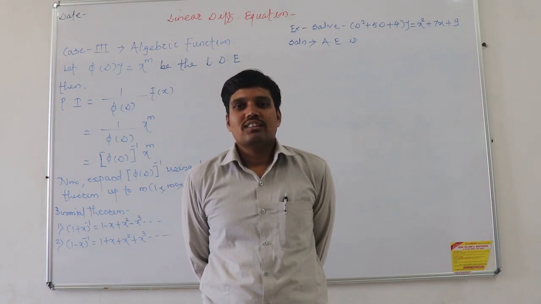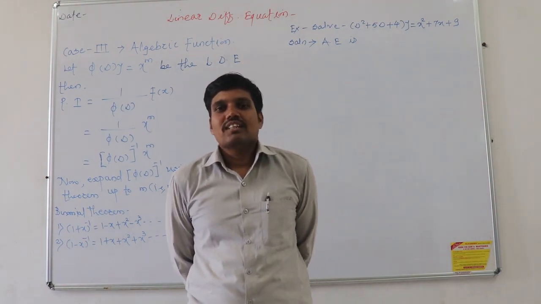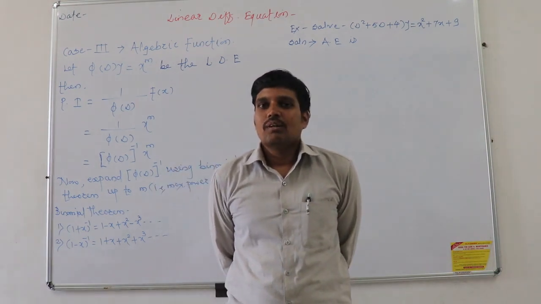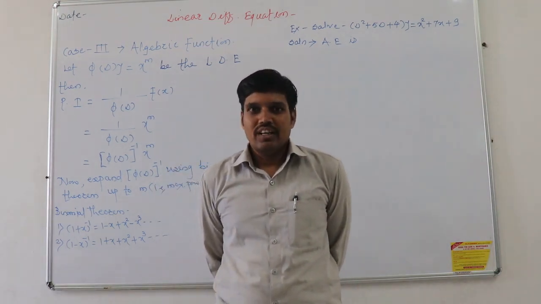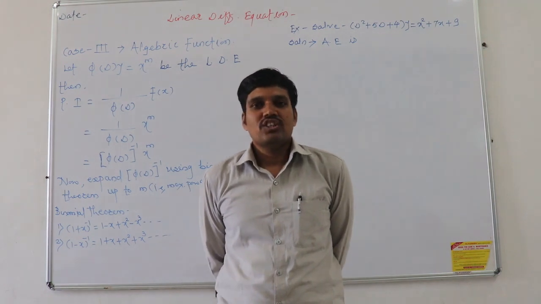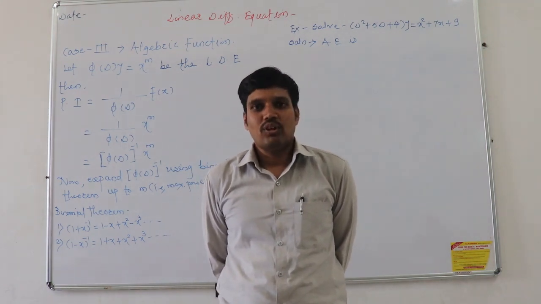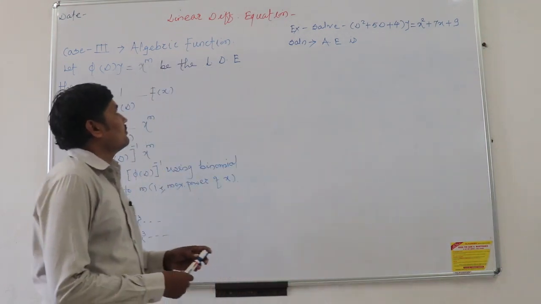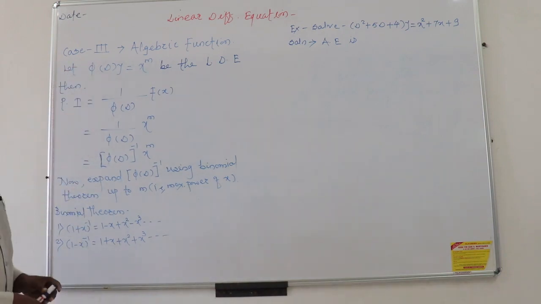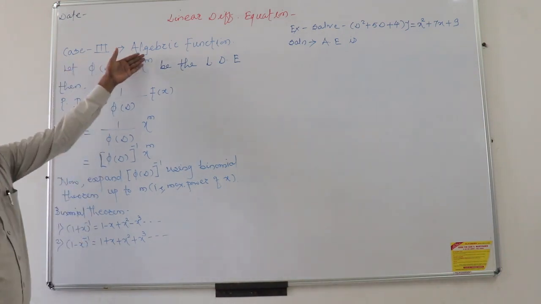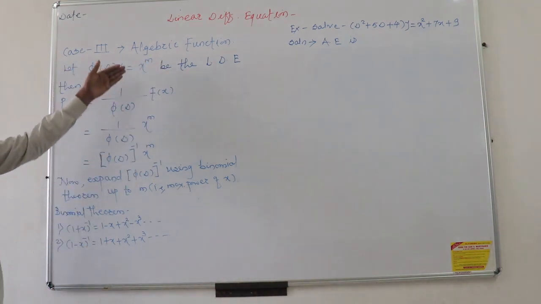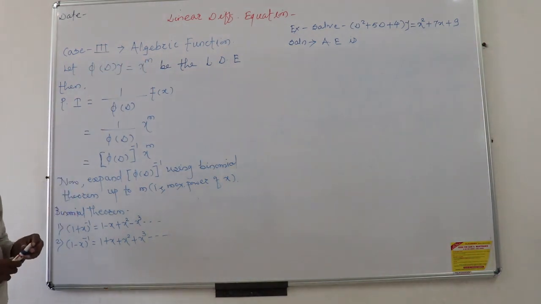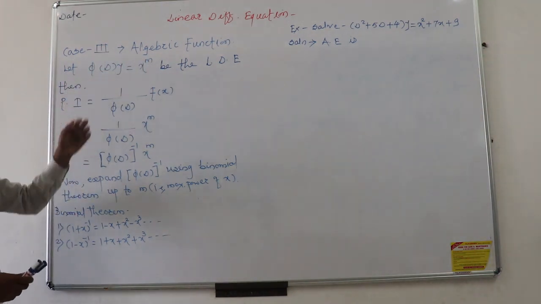Today we are going to discuss cases of particular integral. In the previous lecture we discussed the first two cases of particular integral, that is the exponential function, the trigonometric function and the hyperbolic function. Now this is case number 3. This case is for algebraic functions. So if the function is an algebraic function, how do we find the particular integral?